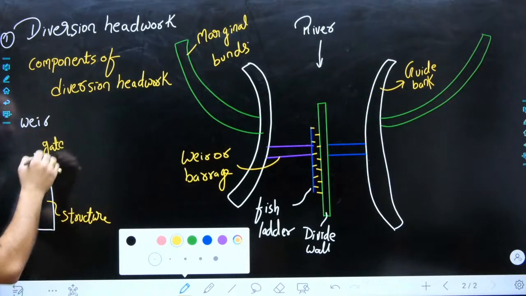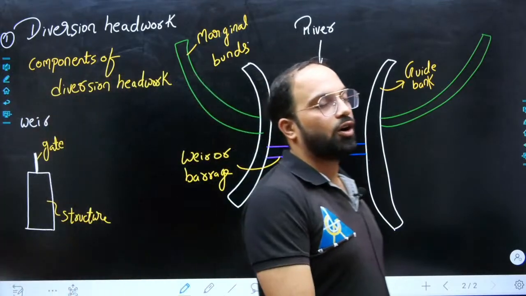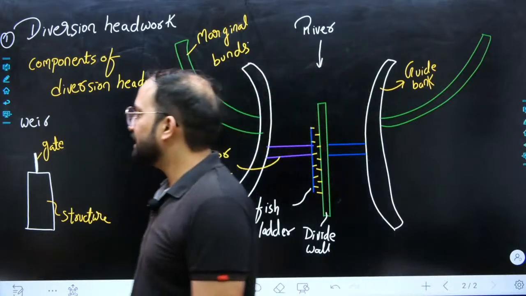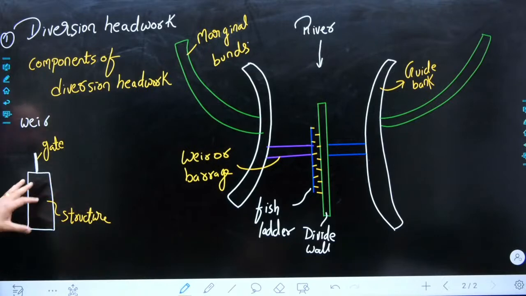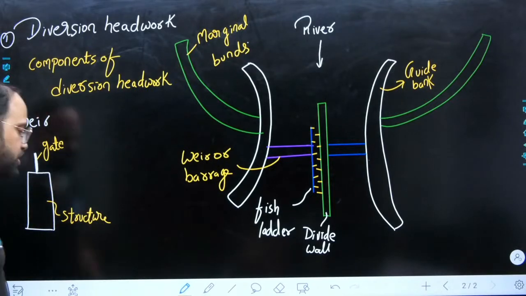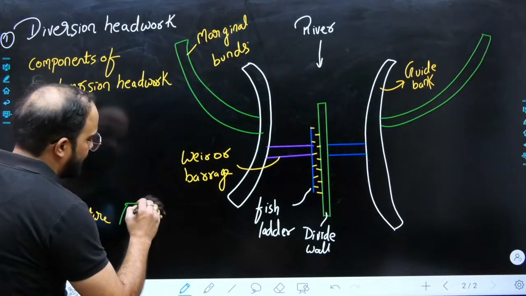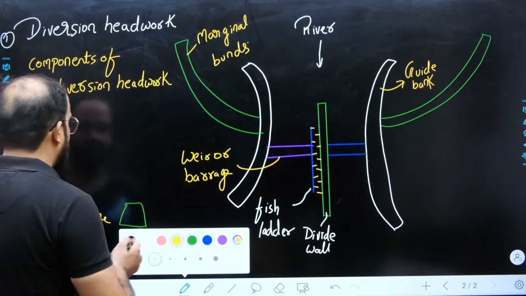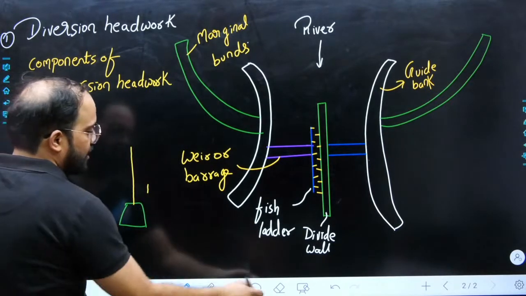So, sir, what is the difference between weir and barrage? The main difference is that here the gate part is very small. In a weir, we have a small gate part, and more of the permanent structure. But in a barrage, the structure is very low, a very small structure, and over that small structure we have long gates.